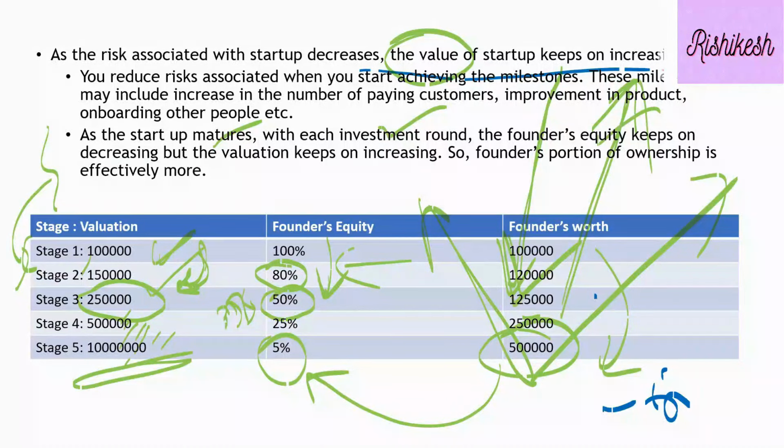Now, talking about a down round. What do you mean by down round? When the founders accept an investment at a lower valuation than the previously established valuation, right?